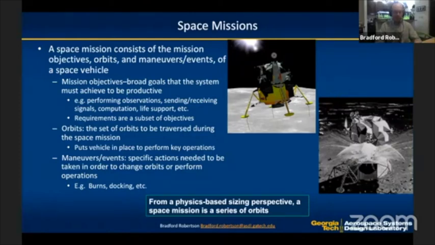In my line of work, I tend to focus a lot more on how big things are, the physics-based sizings, and for that, I tend to think of space missions as a series of orbits. How do I go from one orbit to another? What are the maneuvers that need to happen? What are the configurations of spacecraft as they come together, do on-orbit refueling, undock, perform lunar landings, etc.?